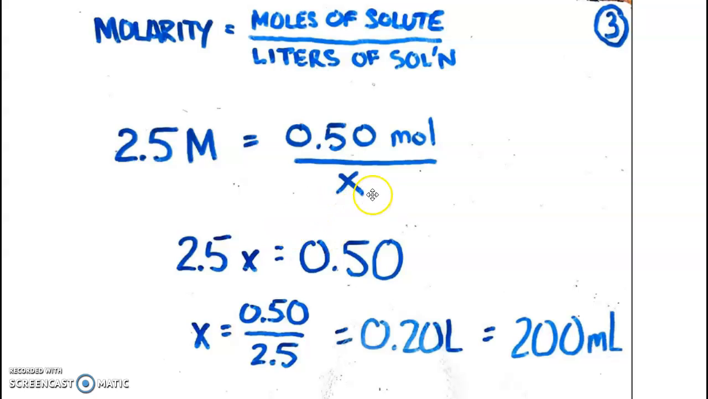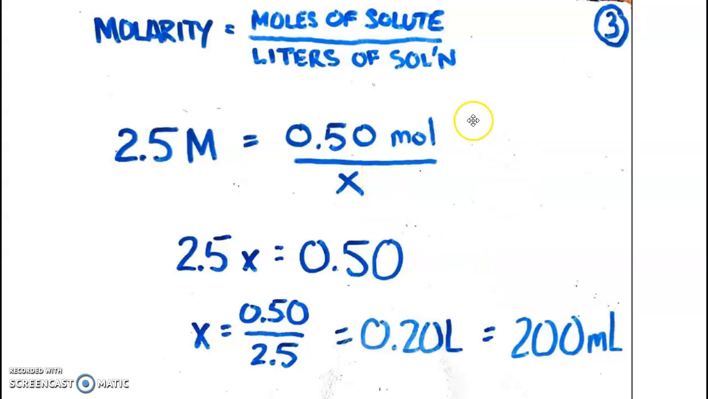We can do that in a number of ways. We can multiply both sides by X. That would give us 2.5x equals 0.50. We could also, if you prefer to cross multiply, set up 2.5 as a fraction, 2.5 over 1, and then when we cross multiply, we're going to get 2.5 times x is 1 times 0.5. We'll have 2.5x is 0.50. In order to solve for x, we need to divide both sides by 2.5, and x is equal to 0.50 divided by 2.5. And that's going to give us 0.20 liters.